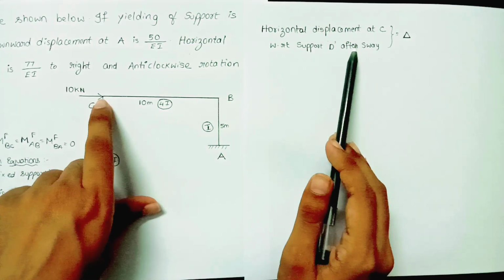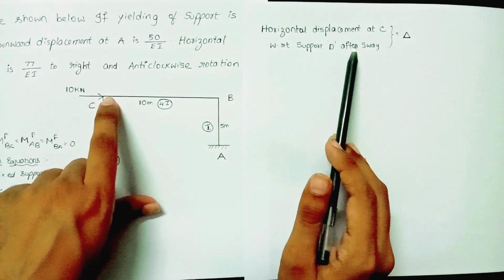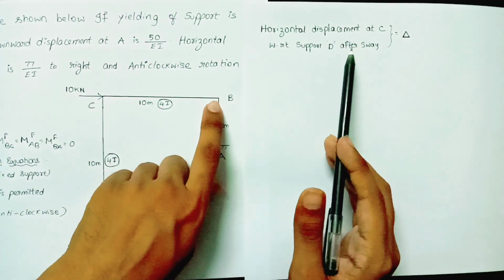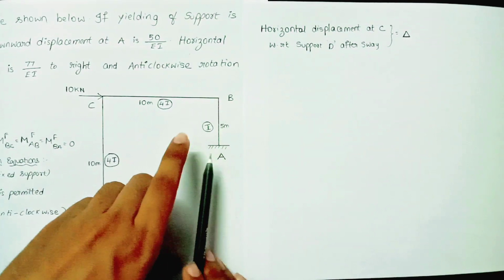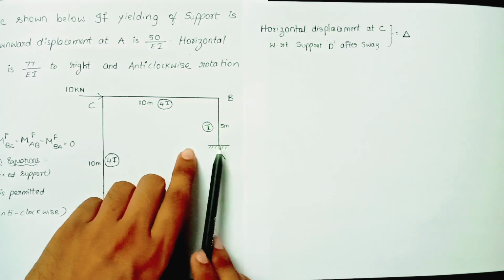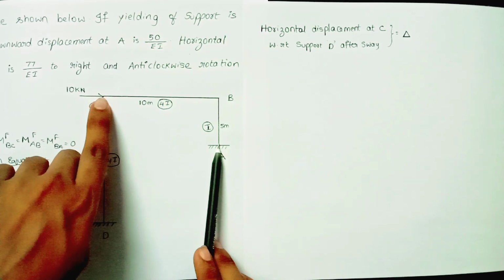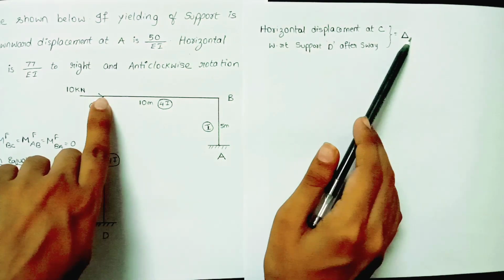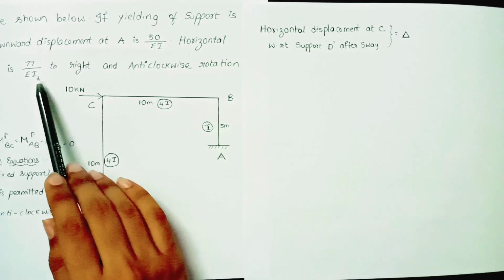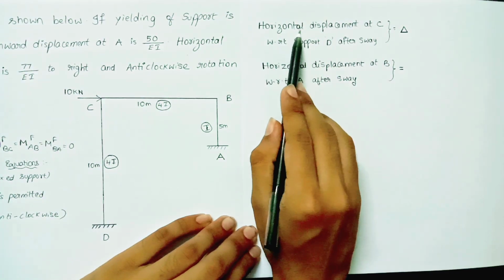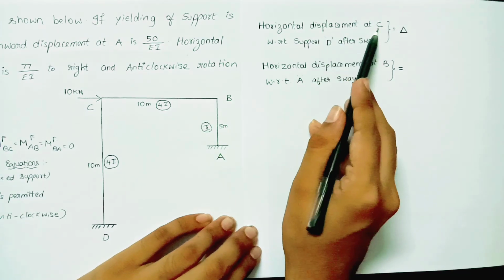So at this joint, due to the external load, I am taking the swaying as delta. Now come to joint B. Due to the horizontal displacement at A and due to the swaying at C, the combined effect will be delta minus the given 77 by EI. What I am saying is that I have found the horizontal displacement at joint C.